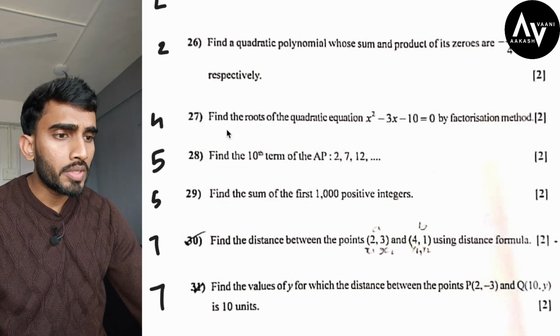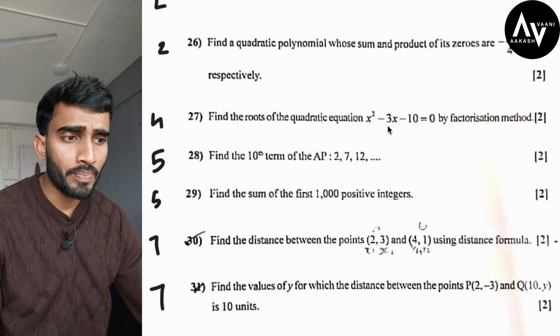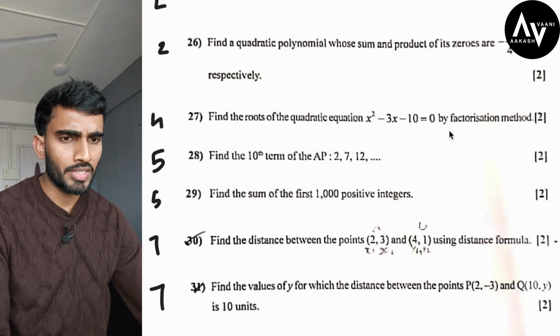Find the roots of the quadratic equation x square minus 3x minus 10 is equal to 0 by the factorization method.